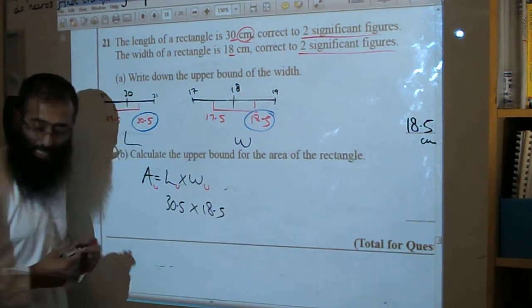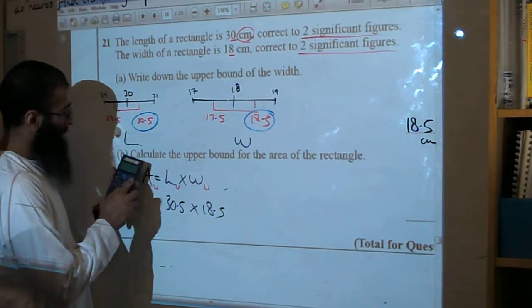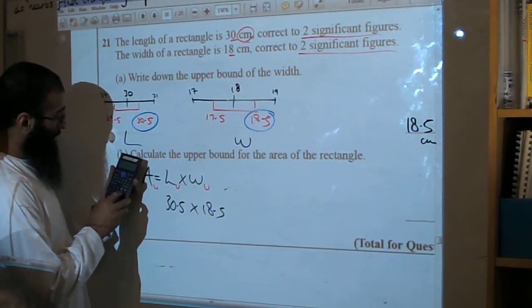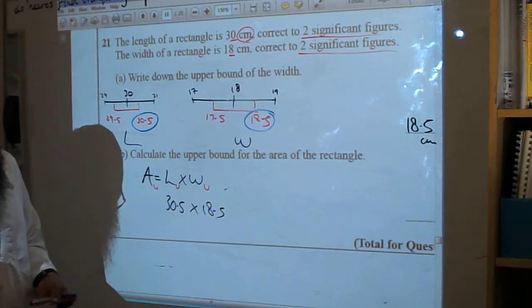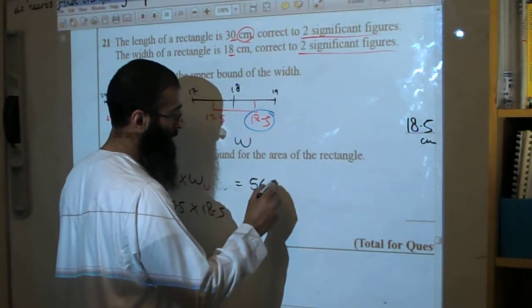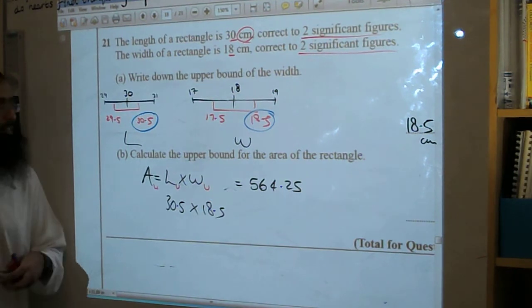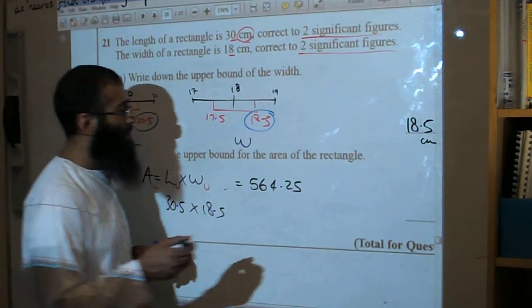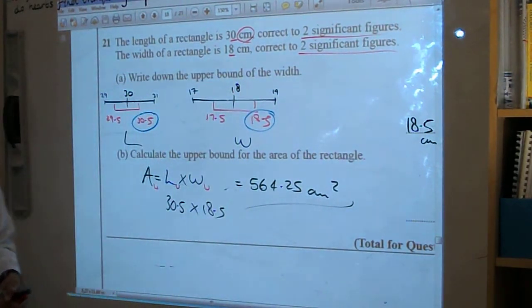And we put this into the calculator. So if you can have a go on your calculator. Is 30.5 times by 18.5 equals, what do we get? 564.25. Okay, they haven't asked us for any particular degree of accuracy. 2 decimal places is lovely. That will do as our final answer. Done. Next question. Are we happy with that, folks?